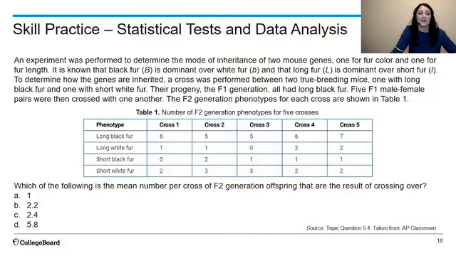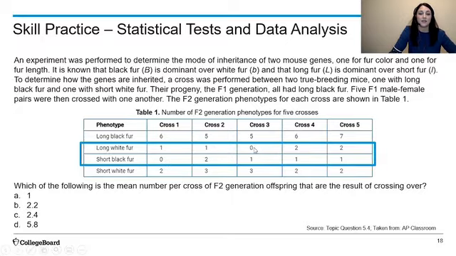All right, so this question is asking which of the following is the mean number per cross of F2 generation offspring that are a result of crossing over. So if we had crossing over occurring, we would expect to see phenotypes that are different than the parental phenotypes. And so I'm looking at these two rows here. And to take the mean, I'm going to add them up and divide by the number of crosses. So I need to add up for cross 1, it would be 1. For cross 2, we have 3. For cross 3, there's 1. For cross 4, there's 3. And for cross 5, there's 3. And so if I add those all up and divide by 5, because there's 5 crosses, I get that the answer is B, 2.2.